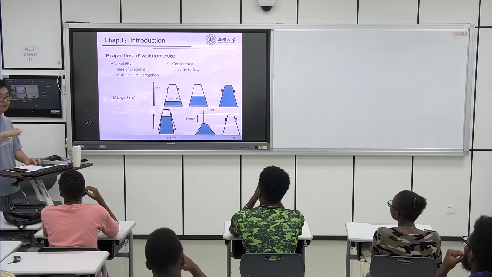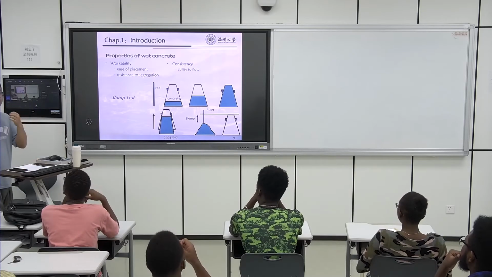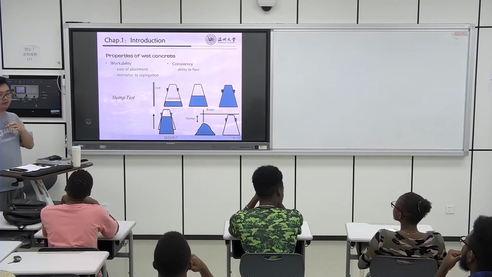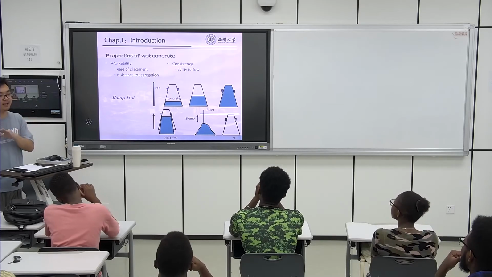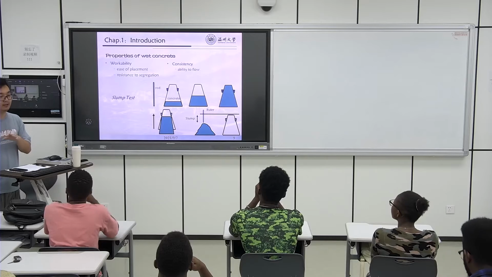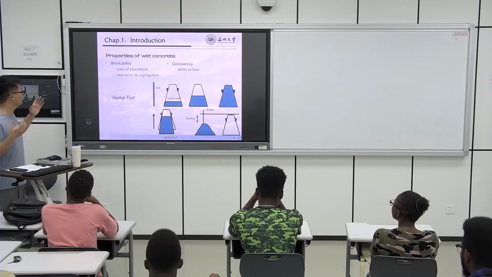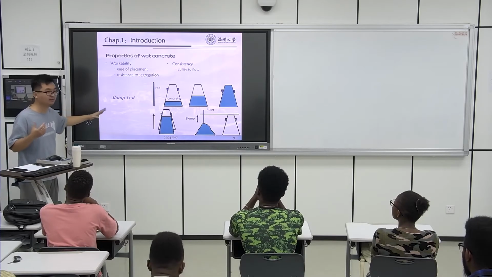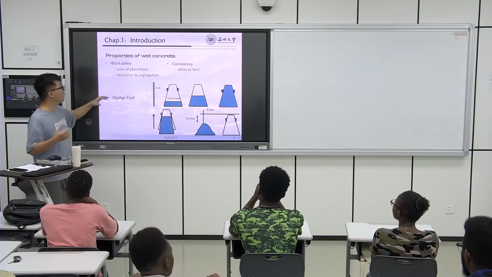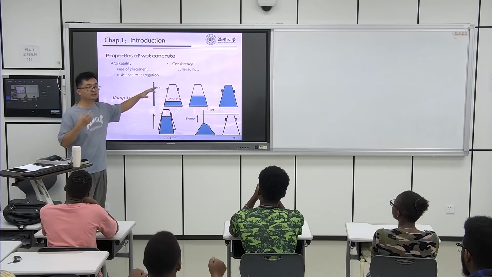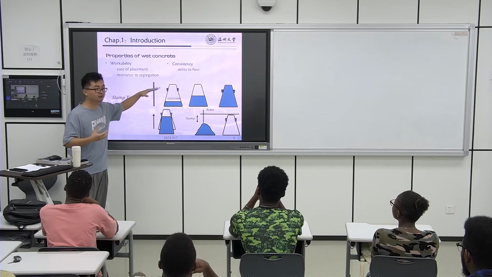Moil, just like moil step. We use different ratios to mix it, and we will get different types of concrete, right? Here we use a slump test, a slump test to measure the ability of this type of concrete to flow.